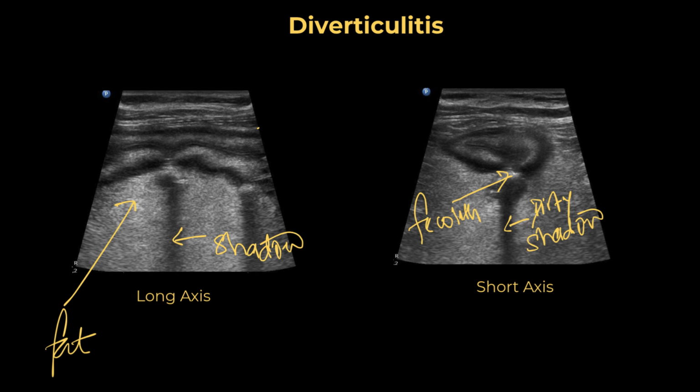A key associated feature is the dome sign. This appears as a small rounded projection from the colon wall, representing the inflamed diverticulum. Fat stranding is very prominent. The surrounding fat becomes bright and inflamed. It often appears to creep around the colon, which is a classic sign of diverticulitis.